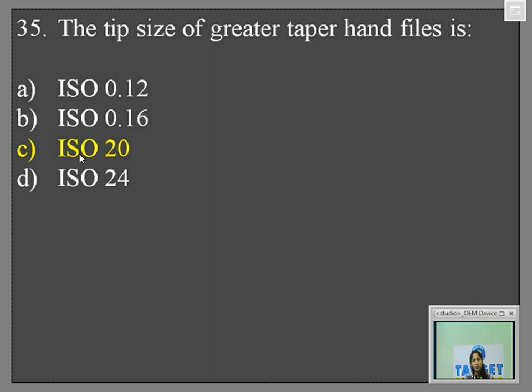Alright, then we come to Hero Shapers. Hero Shapers, that is 642. 642 is indicative of its percentage tapers, that is your 6%, 4% and 2%.